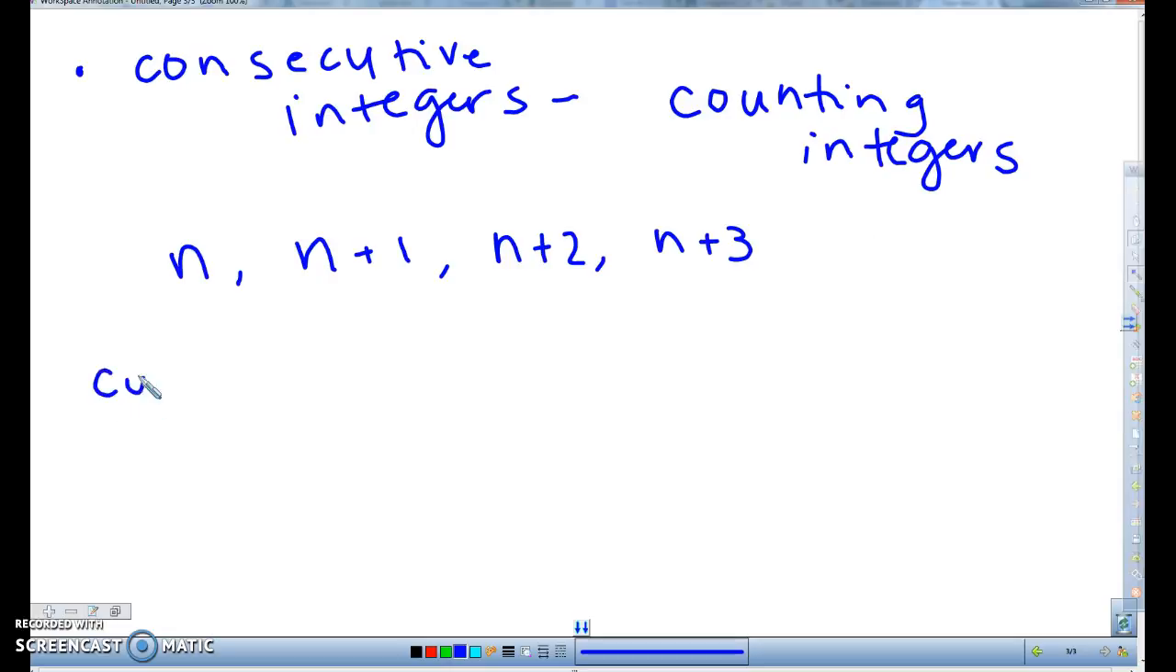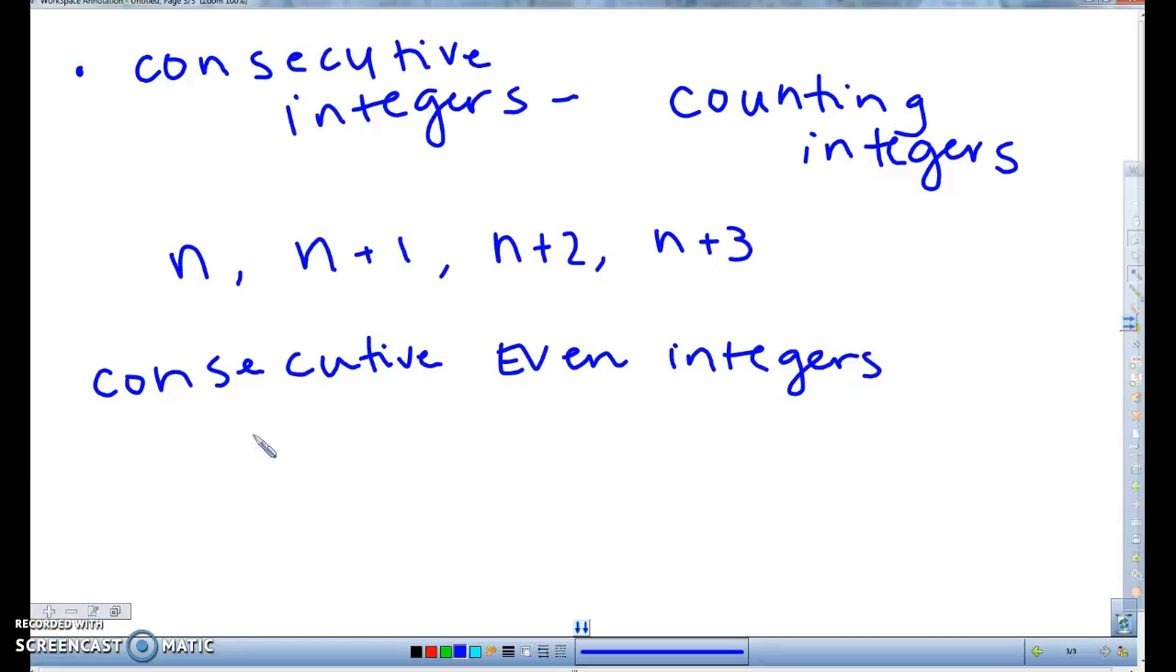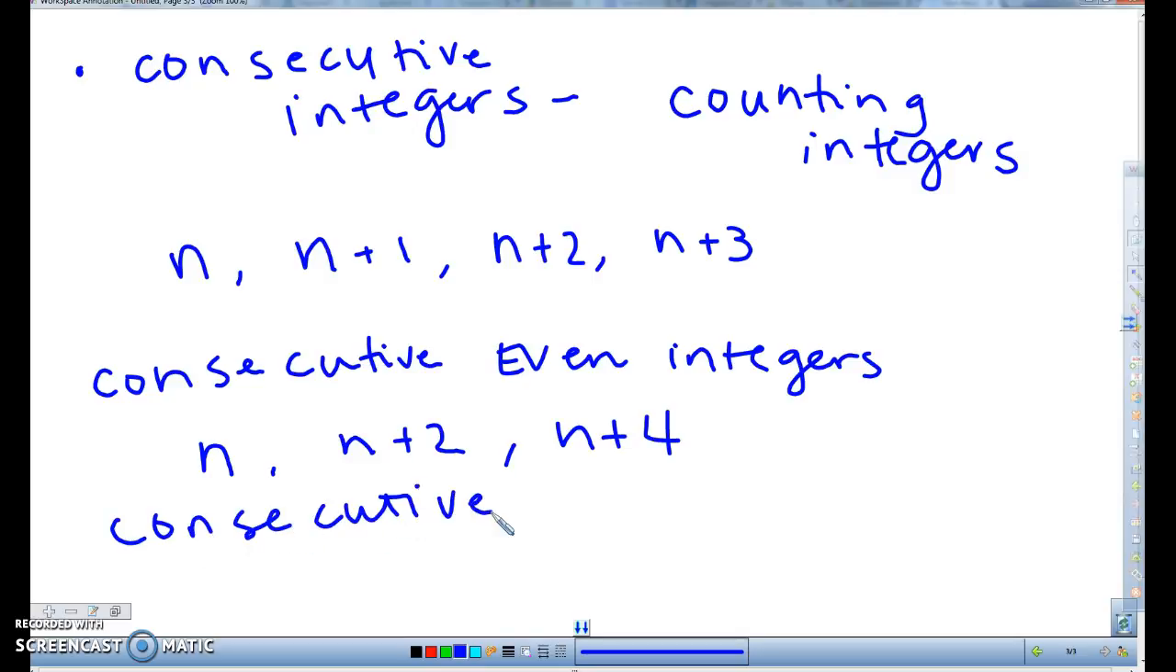If I talk about consecutive even integers, I'm not going to have that n plus 1. I'm going to skip right ahead to n plus 2, n plus 4. What if I talk about consecutive odd? Well, if you think about it, it's the same thing as the evens. Because if I start with 1, my next consecutive odd is 3, which means I added 2. So they are the same thing for odd and even.